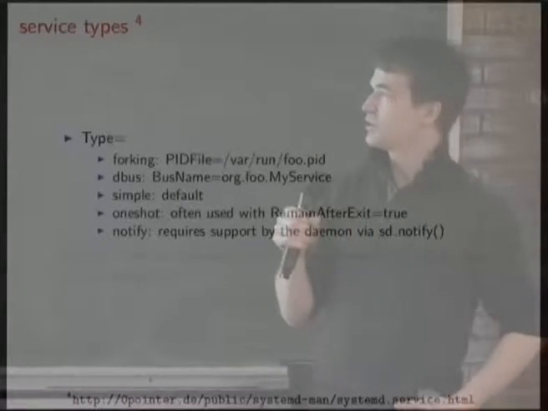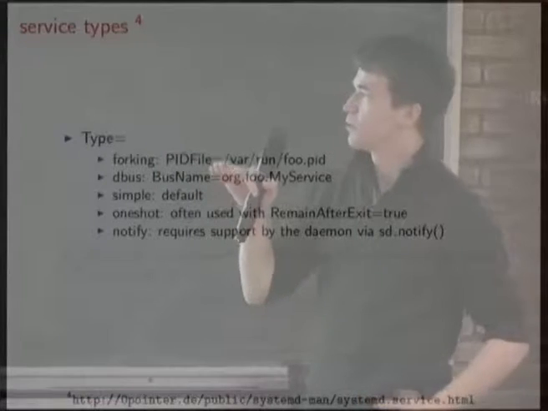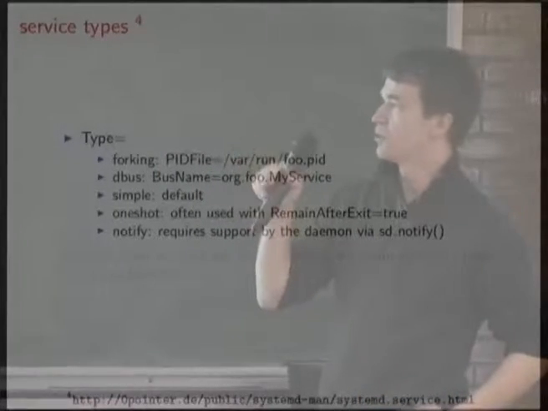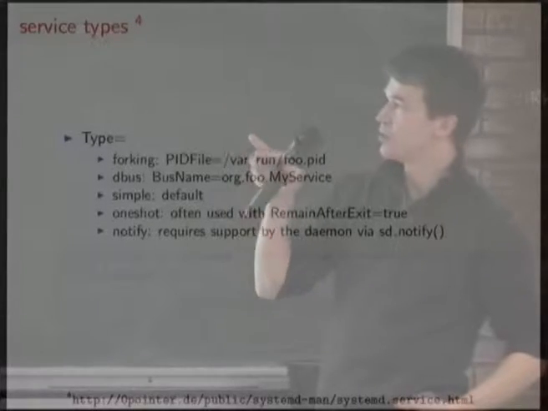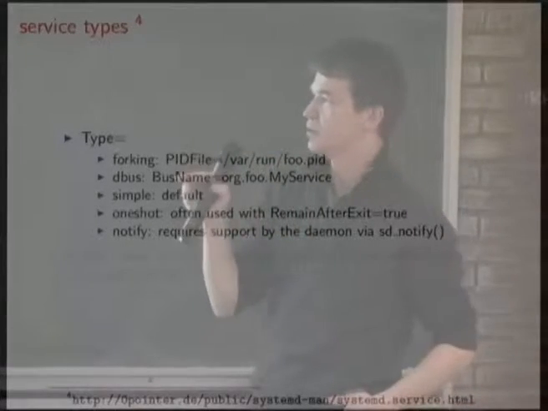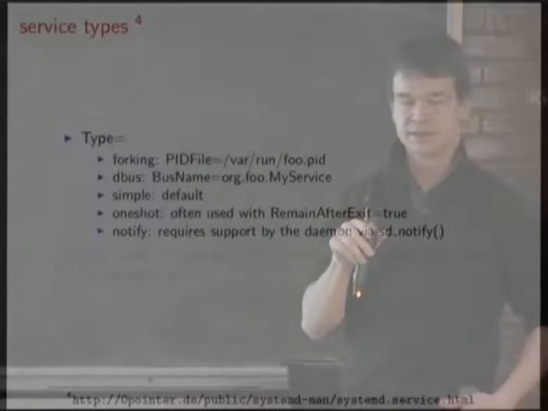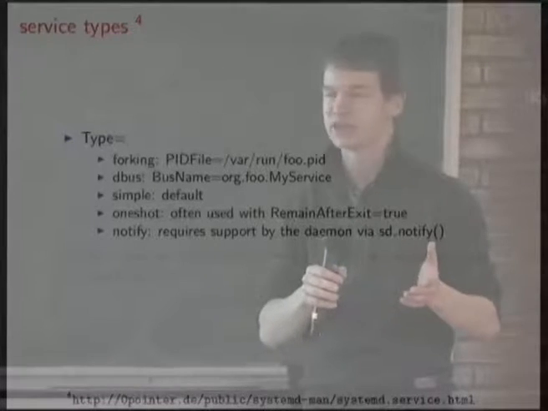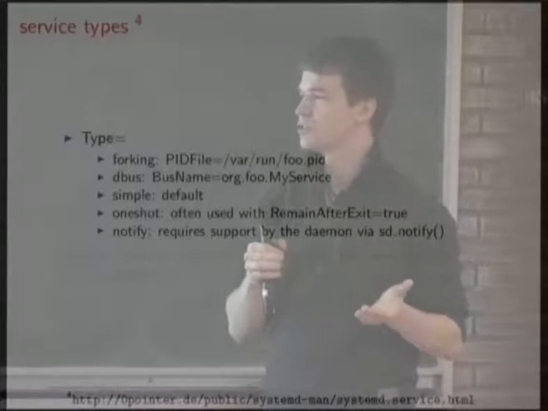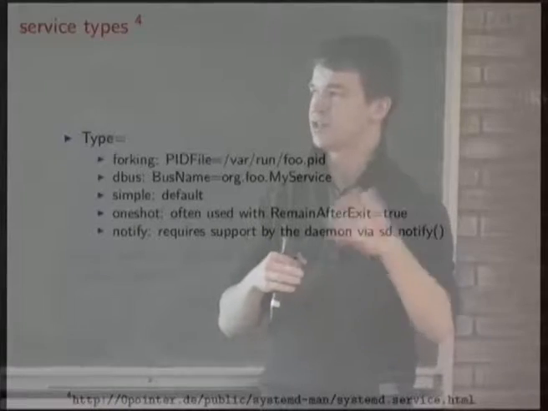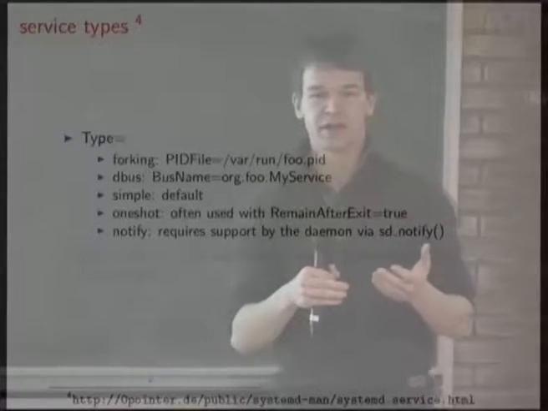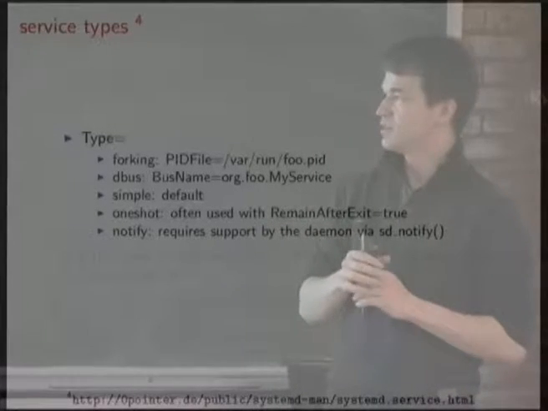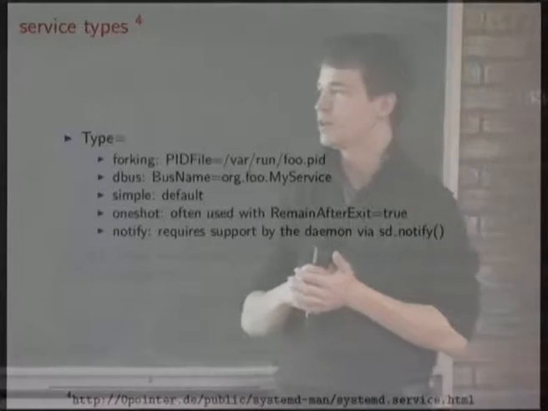So the different service types, I'll skip over that pretty quickly. There are mainly five, and the important ones are forking and dbus, and maybe simple. For the other ones, oneshot is usually used if you have a script which you just execute, as in System V init. A good example is x11-common, which just sets up a few files but doesn't start any long-running service. That's the one you want to use for oneshot. Simple is the default, it's for non-forking daemons.